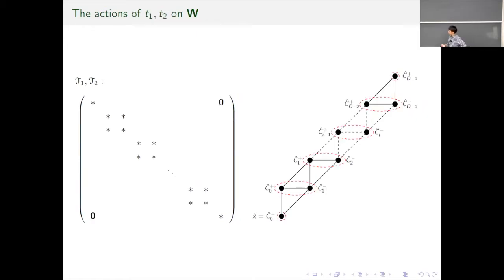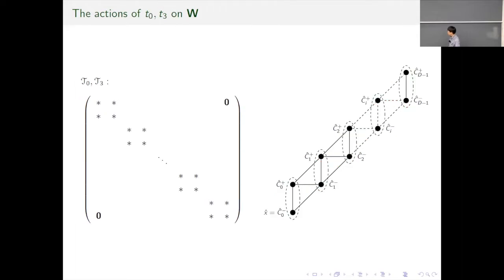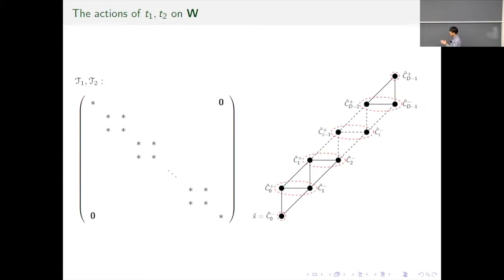Also, T1 and T2 have block diagonal matrices. So when we index rows and columns by this ordered basis, this action exactly represents this picture. So we can see that T1 and T2 act horizontally. That is actually the subconstituent space Ei star W. So let me emphasize: T0 and T3 act vertically, and T1 and T2 act horizontally.